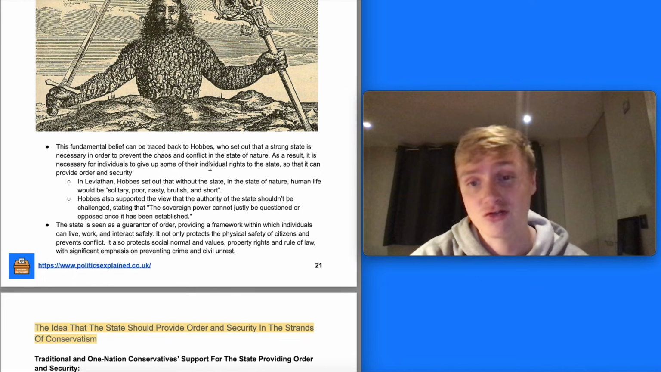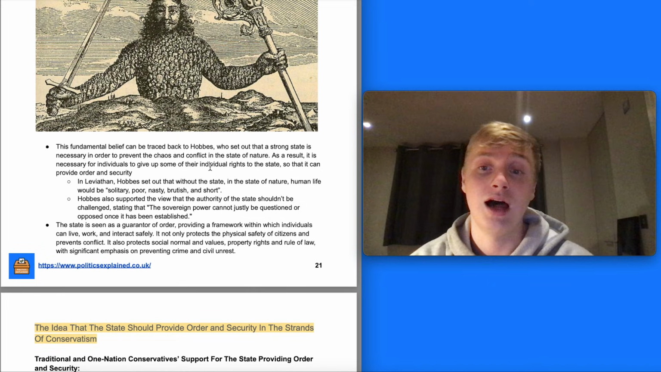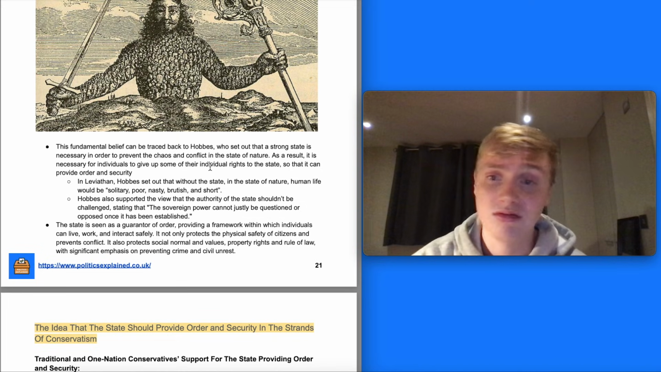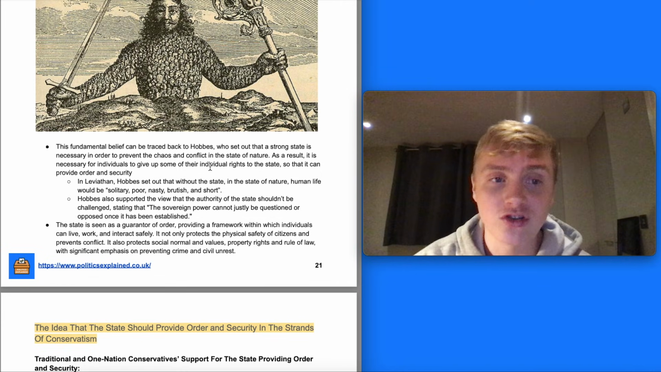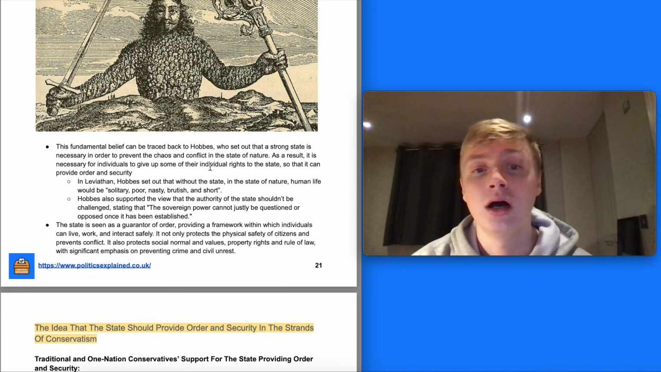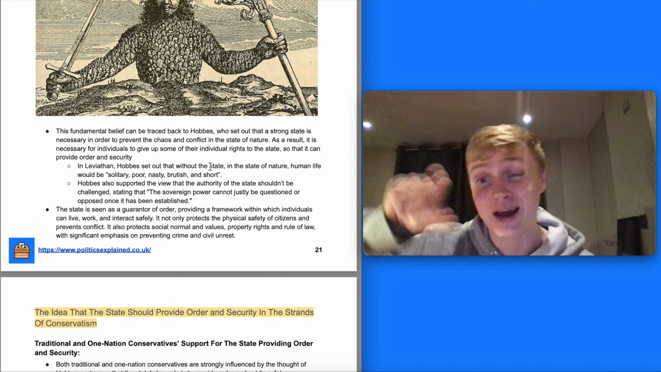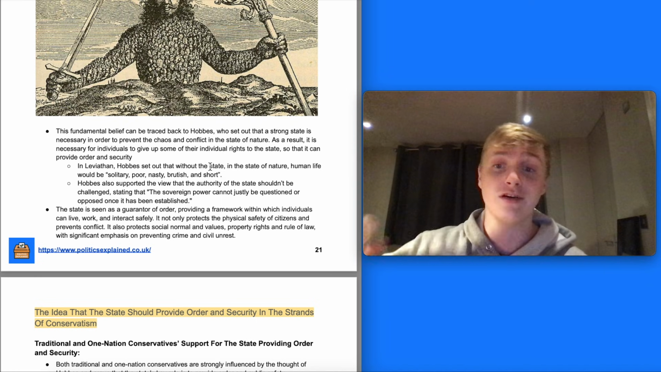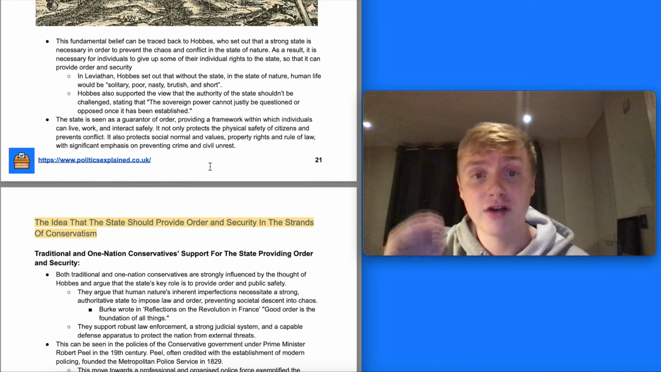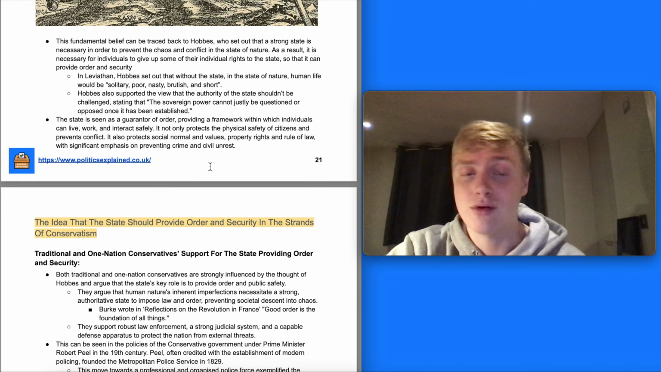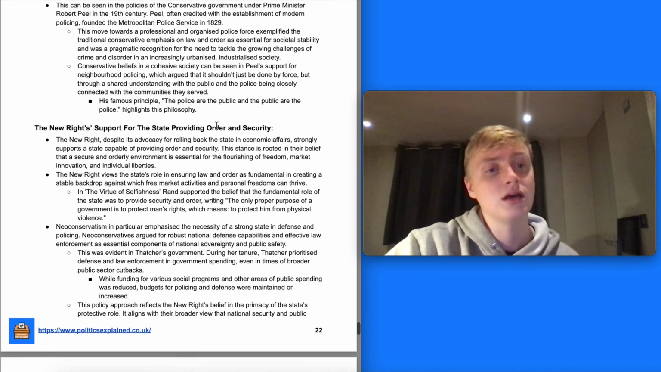So he believed that without a strong state, the inherently self-interested nature of humans leads to chaos and disorder and ultimately civil war, effectively, in the context he was writing. And therefore, you need a strong state in order to provide order and security, and once that state's set up, it shouldn't be questioned, which is where you can potentially link that into traditional conservatism, their view of authority as well. They see the state as a guarantor of order, providing a framework within which individuals can live, work, and interact safely. And let's have a look at that now in the strands of conservatism.